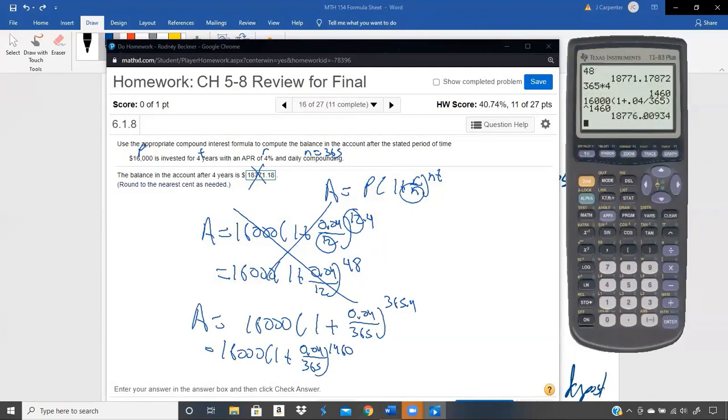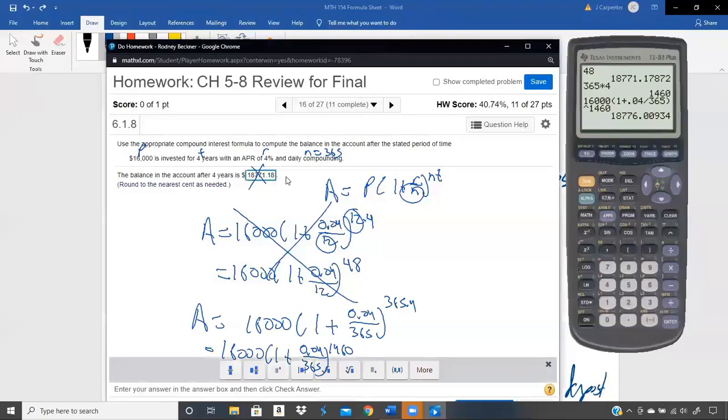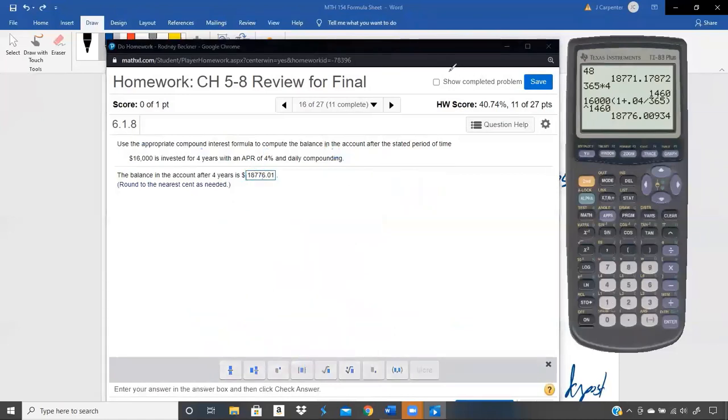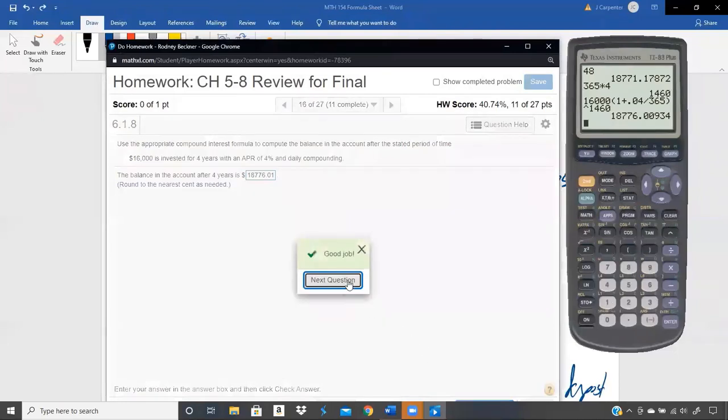And look how close that answer is. It's only $5 off. So, in terms of being close, you probably won't care in your whole life. But for the math class, you have to be exact. That 0.009 will round up to 1 cent. So let's get it right this time. 18776. 0.01. Let me clear my screen just so you don't see all that nonsense there. And now we got it right, thankfully.